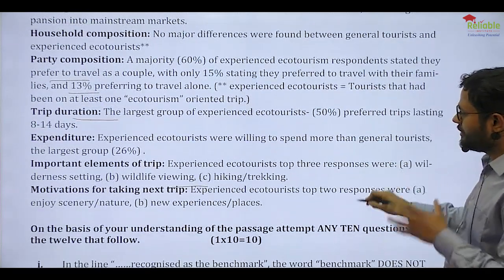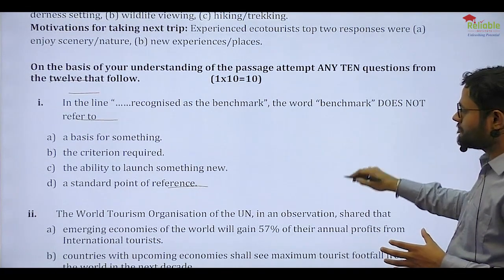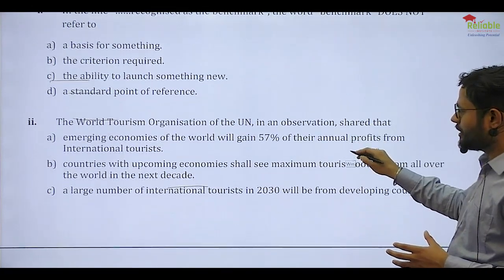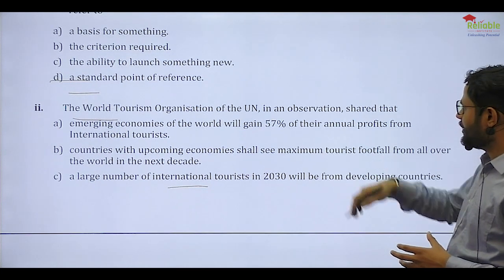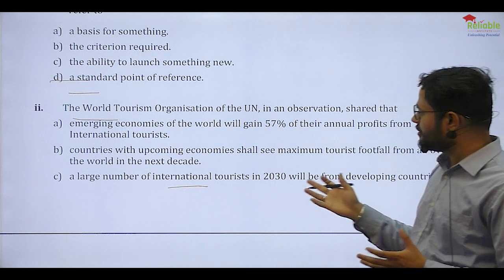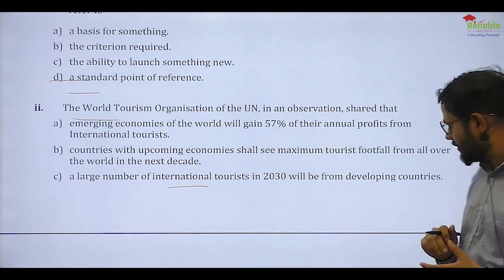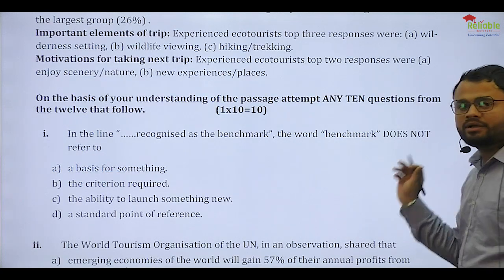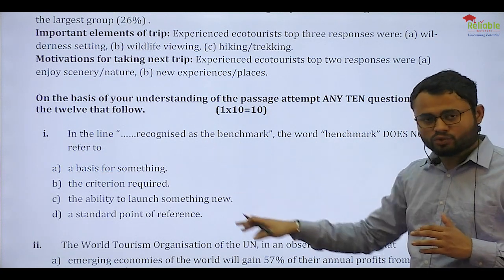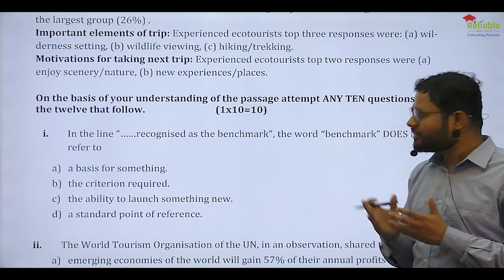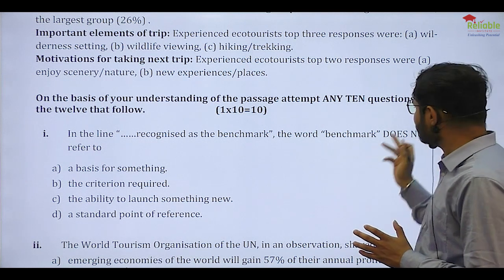So again, a passage full of information, and then, okay, in the world of tourism, the UN shared an observation that emerging economies, and then again the data is given, so you have to relate it. All right, so again in that question number 2, which is full of facts, you have been given multiple choice type questions, and there is one more thing.